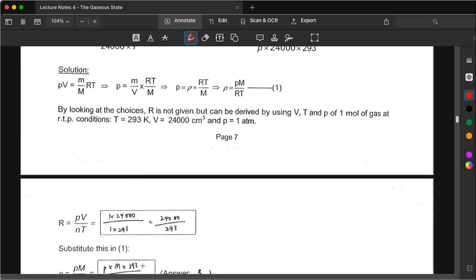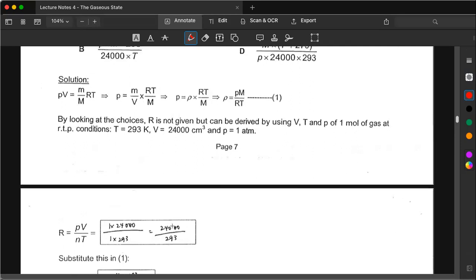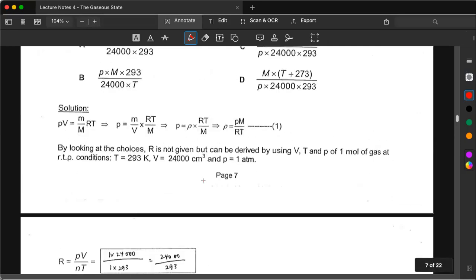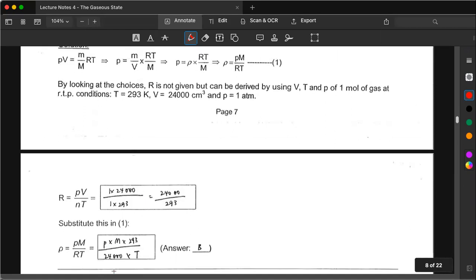1 atm. And using that, we have volume times pressure. We have 24,000 divided by the number of moles, assuming it's 1 mole, and then times 293. It must be 1 mole because molar volume refers to 1 mole. 24 dm3, 1 mole of gas occupies 24 dm3. And then you will get this. And substitute the R expression into equation 1 here, you will find the answer to be B. So this is the expression.